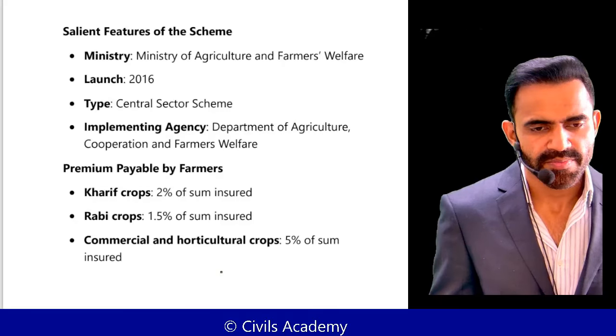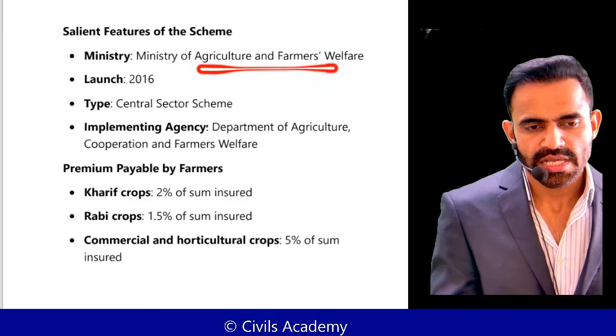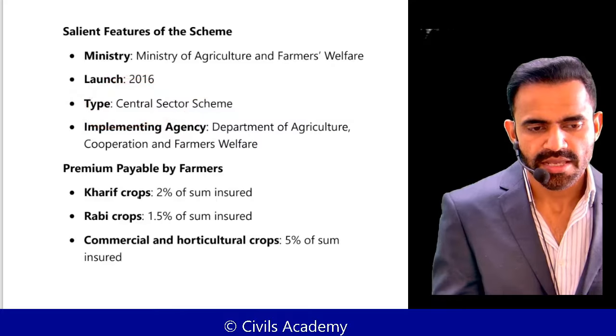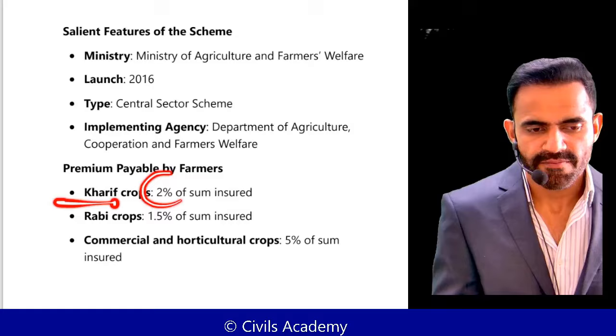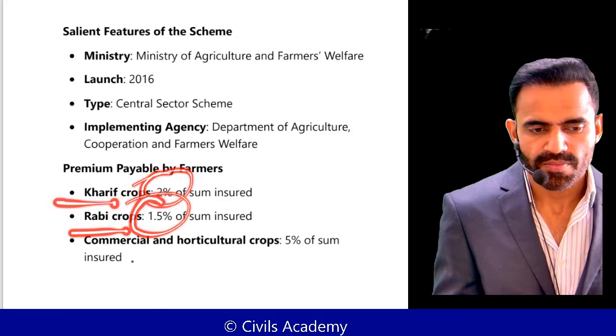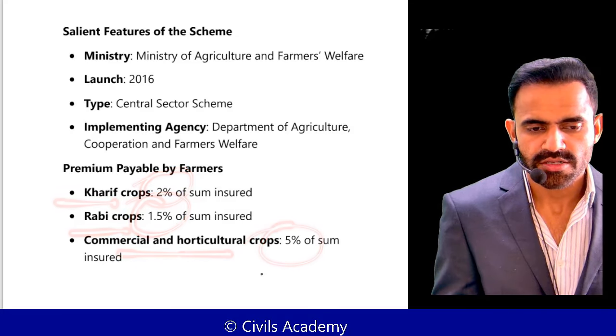Just remember, it is a crop insurance scheme started by the central government, a central sector scheme. There, farmers have to pay the premium, and for Kharif crop, it is 2% premium. For Rabi crop, it is 1.5%. For horticulture crop, it is 5% premium.